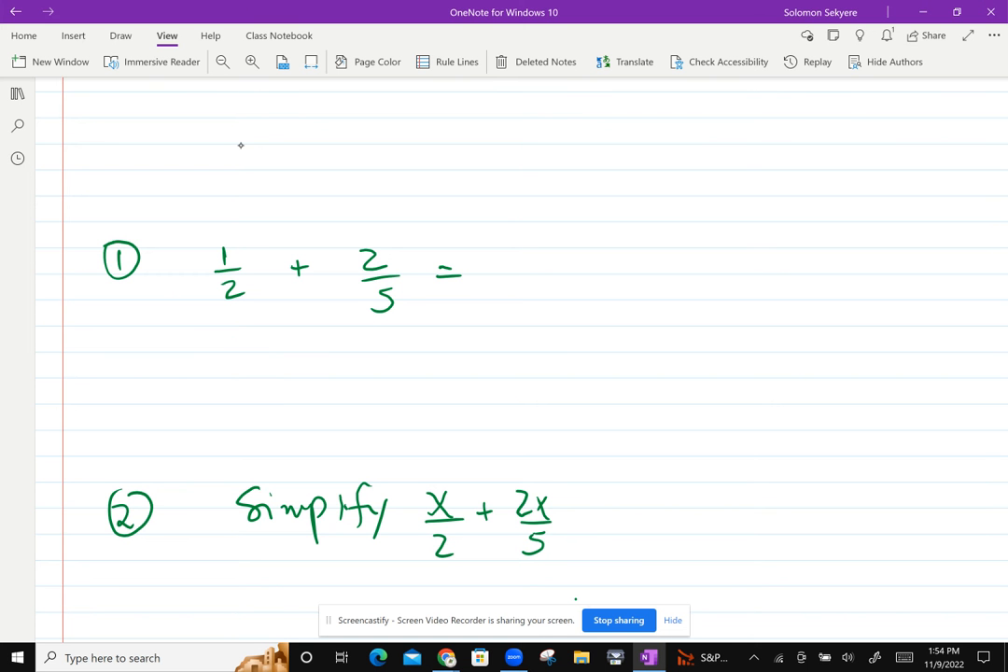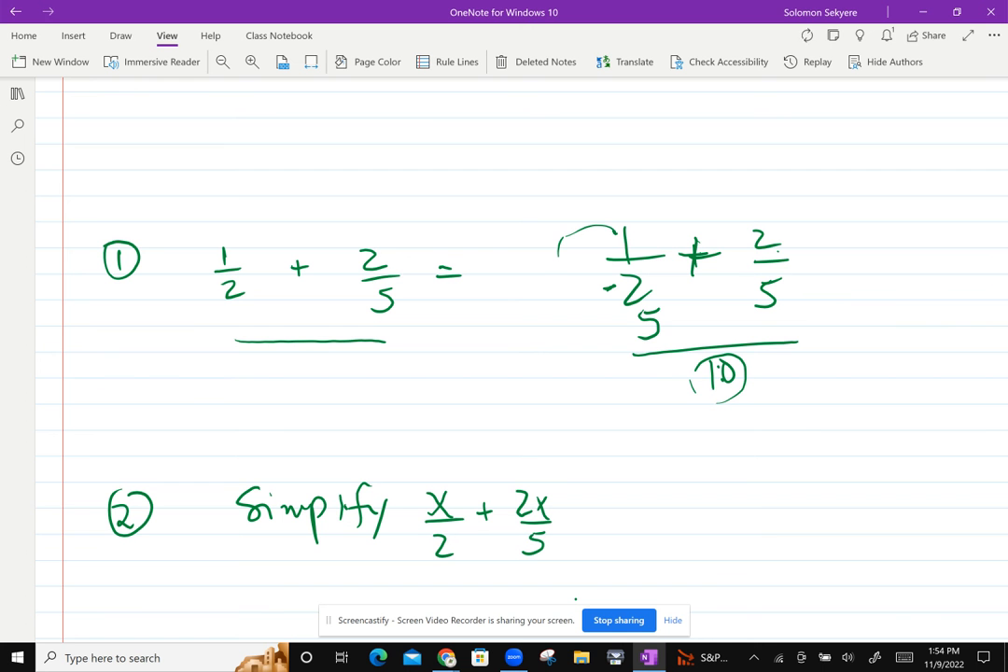If you can add one half and two fifths, what do we do? We find the LCM of 2 and 5, which is 10. What we do with that LCM is you take the LCM and multiply by each term. Basically, you are dividing by the denominator. 10 divided by 2, multiply the result by 1. So 10 divided by 2, which is 5.